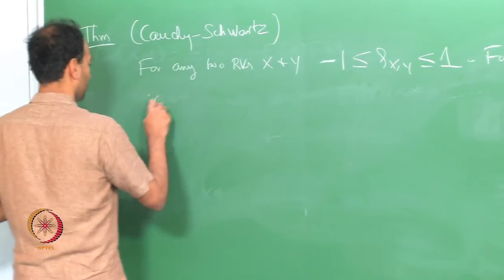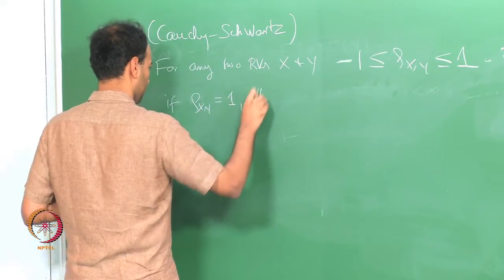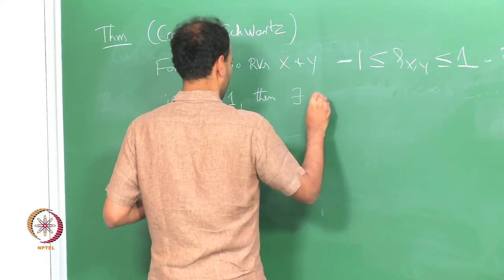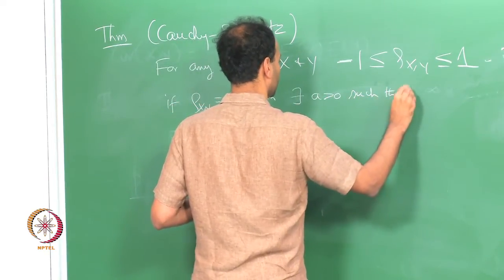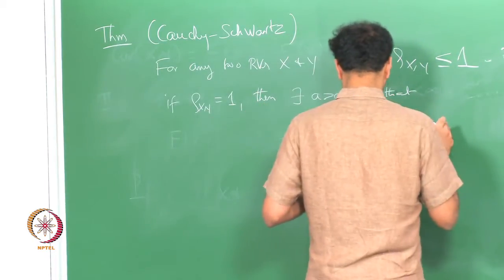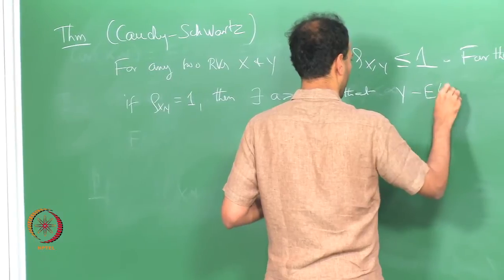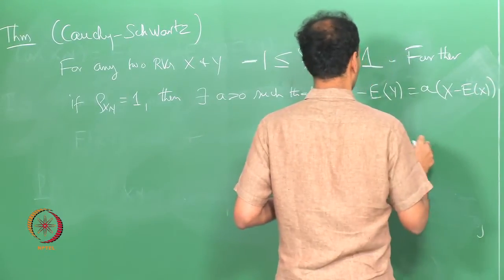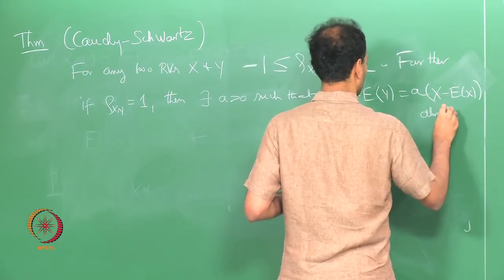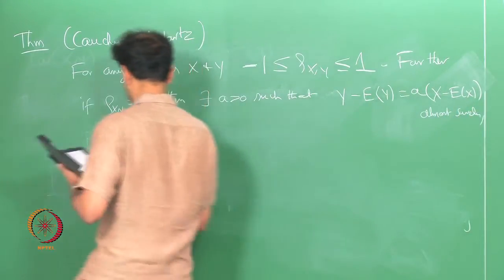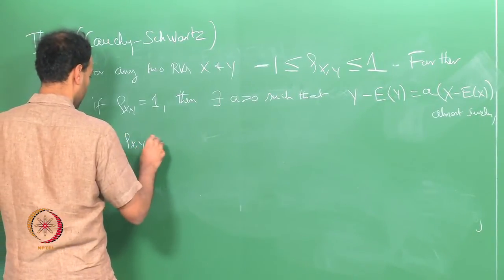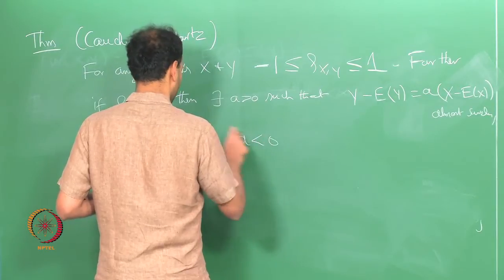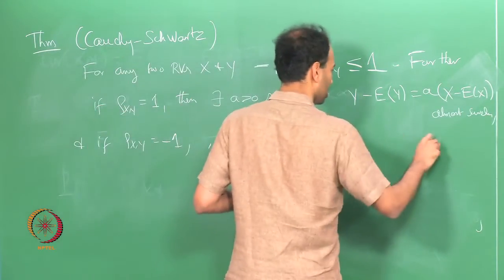Further, if rho x comma y equals 1, then there exists some real number a greater than 0 such that a times y minus expectation of y equals x minus expectation of x almost surely. And if rho x y equals minus 1, then there exists a less than 0 such that the same relation holds.